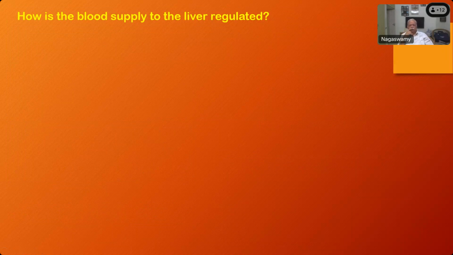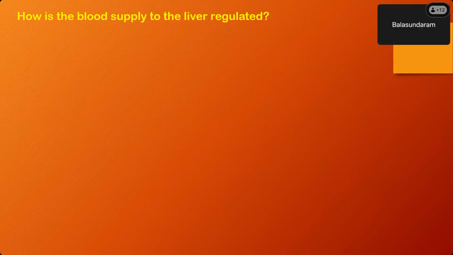This is a very common question asked both in the theory exam as well as in the practical exam. So, what are the factors controlling the blood flow to the liver? Intrinsic and extrinsic regulation mechanisms, sir. You can classify them into intrinsic and extrinsic. What are the intrinsic factors? What are the extrinsic factors?